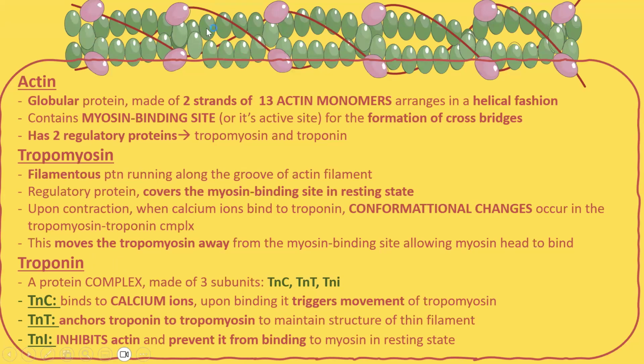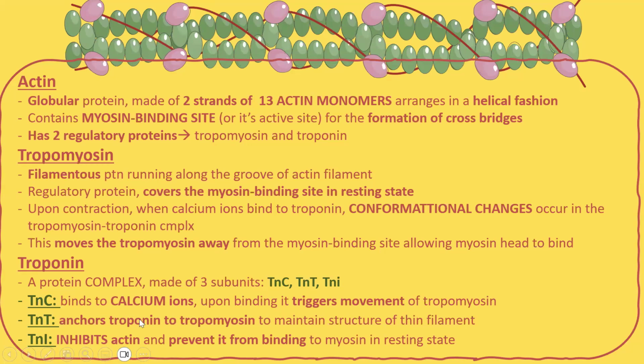Now the next protein here is what we call troponin. Troponin is actually not just one protein, it's a protein complex made out of 3 protein subunits, and each subunit will bind to a different structure. So one subunit is called TNC, which is troponin C, and C stands for calcium. So it's going to bind to calcium.